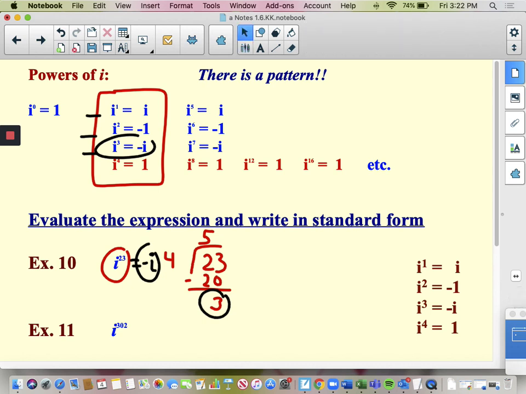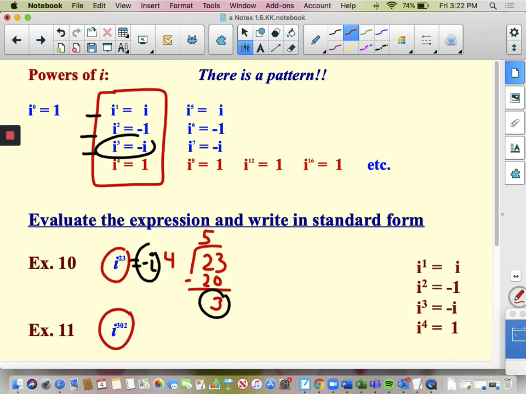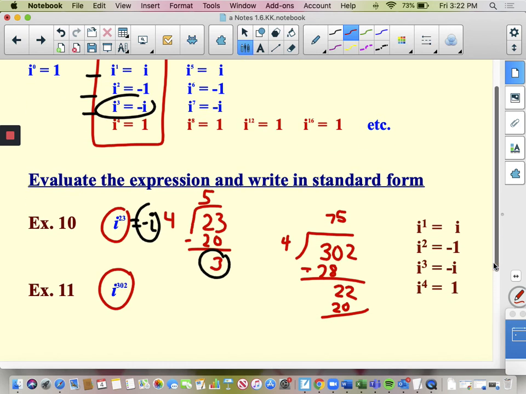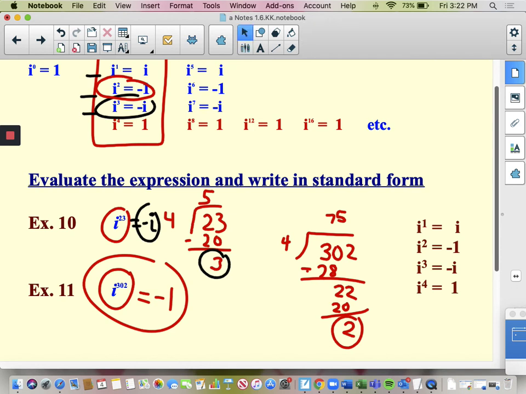Same thing with i to the 302nd. 302 divided by 4, since there are 4 in the pattern. So 4 goes into 30 7 times, 4 goes into 22 5 times, and my remainder is 2. So I'm going to go to the second one in the pattern, which is i squared, which is equivalent to -1. So this is equivalent to -1. So there you have it, everything you wanted to be reminded about with complex numbers. Enjoy.